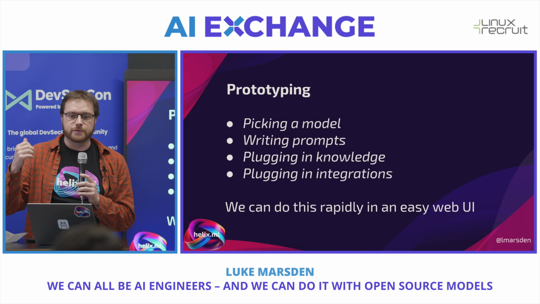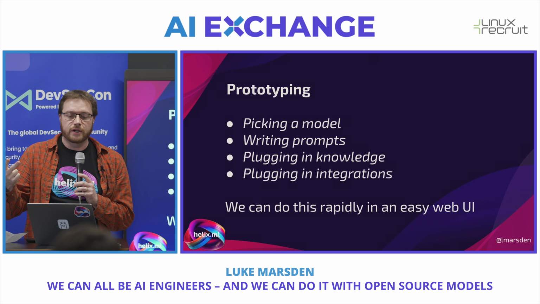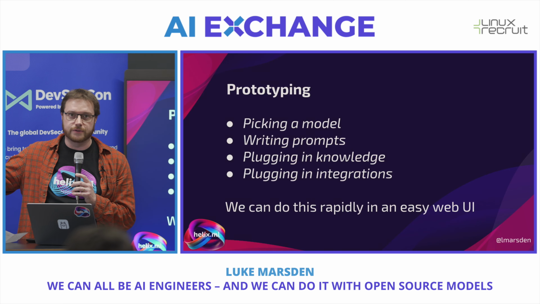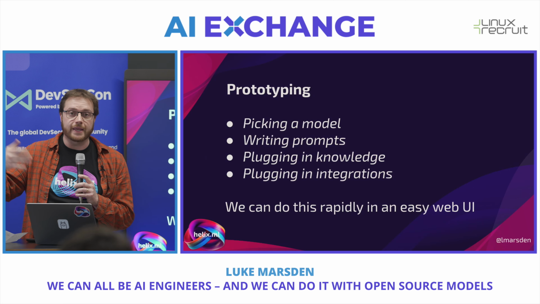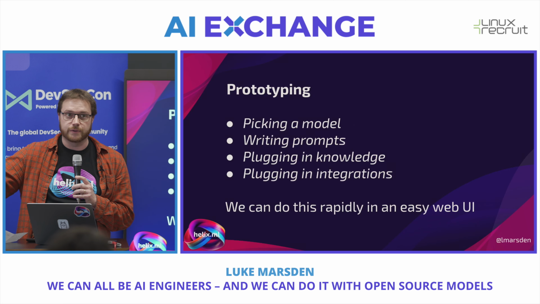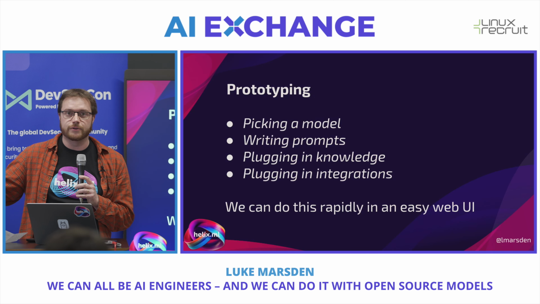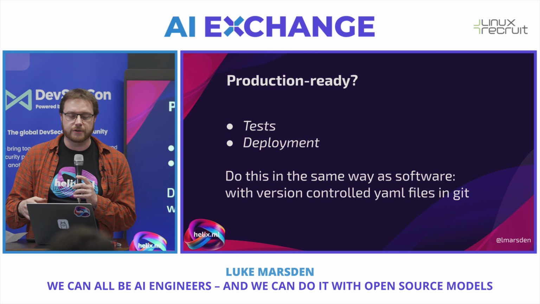Prototyping involves picking a model, writing a system prompt for it, plugging in knowledge, and plugging in integrations. Knowledge is where you bring documents or text to the system and ground it in truth. Integrations is where you enable that model to make API calls on behalf of the user out to external systems, whether it's Salesforce or Jira or GitHub or whatever it is that your application is doing. So there's that prototyping phase.